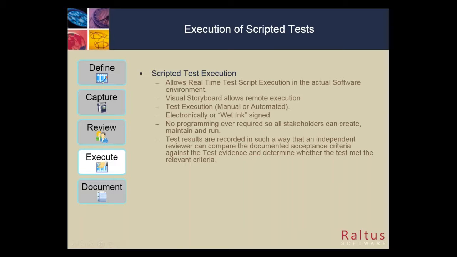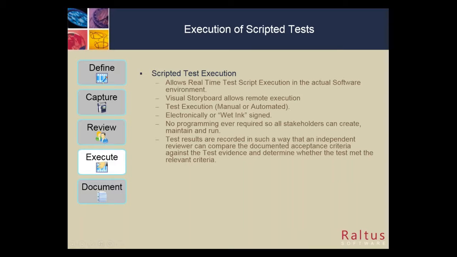And then when you come to execute those scripted tests, you can, as I say, do it in a manual mode or an automated mode. What I mean by automated mode is we will run it as if the system is the user, and do the tests in the test script. When it's executed, you can electronically sign it. There's no programming required, and the test results that come out are such that an independent reviewer can clearly see what has happened, what the acceptance criteria were against the test evidence, and why it passed or failed.